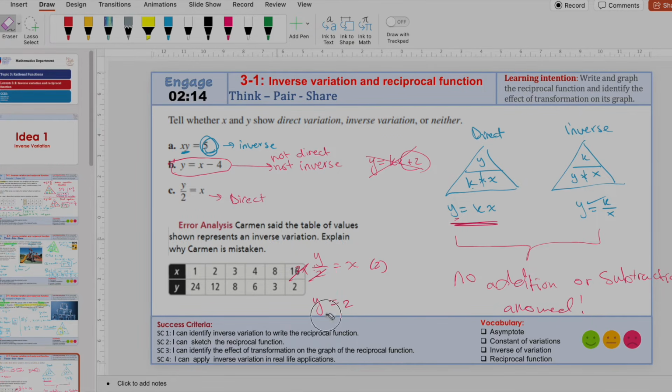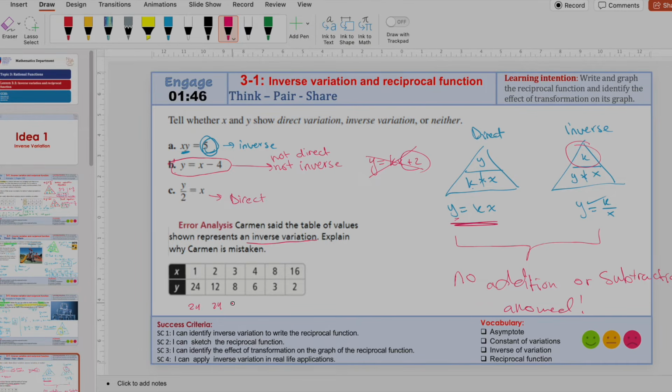Anyway, let's see this question. Carmen said the table of values shown represents an inverse variation. Explain why she is mistaken. So let's see. She says it's an inverse relationship. If I want to check if it's an inverse relationship, I have to find k of the inverse relationship, which is multiplying x and y. So let's multiply. X times y is 24. 12 times 2 is 24.